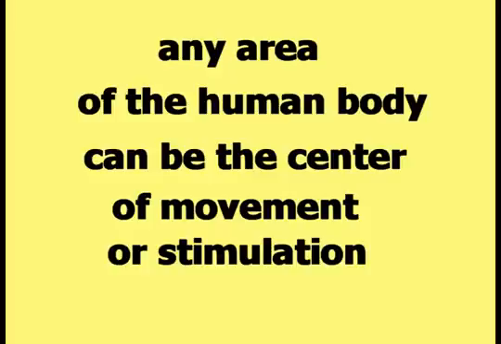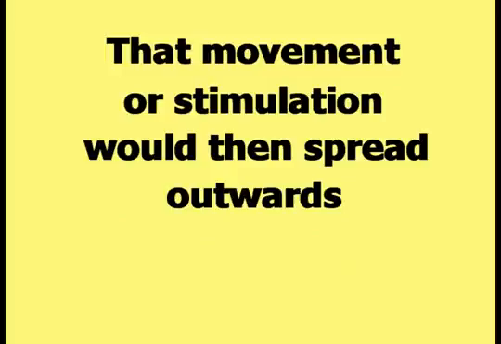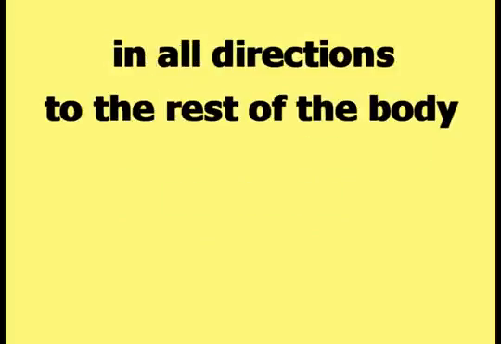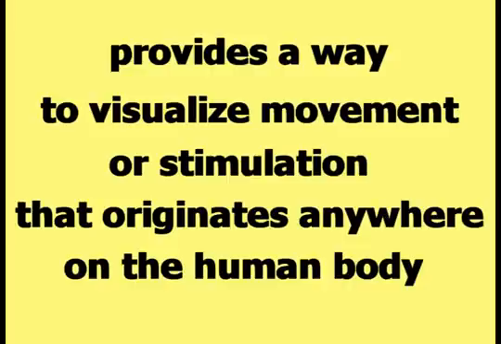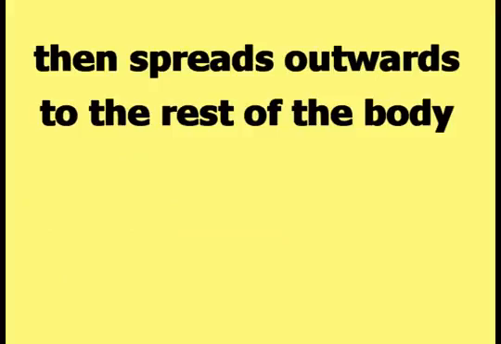In real life, any area of the human body can be the center of movement or stimulation. That movement or stimulation would then spread outwards in all directions to the rest of the body. The fertilizing egg version of the sperm view of the human body provides a way to visualize movement or stimulation that originates anywhere on the human body, then spreads outwards to the rest of the body.